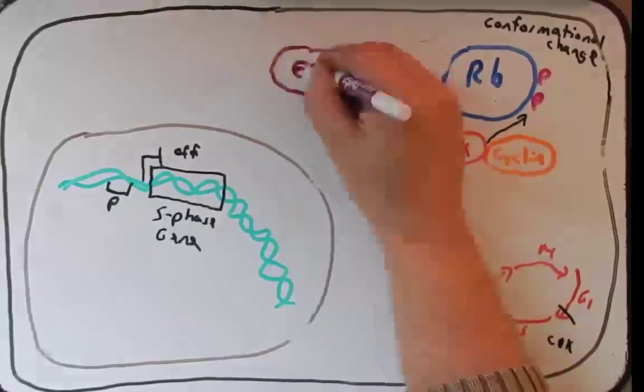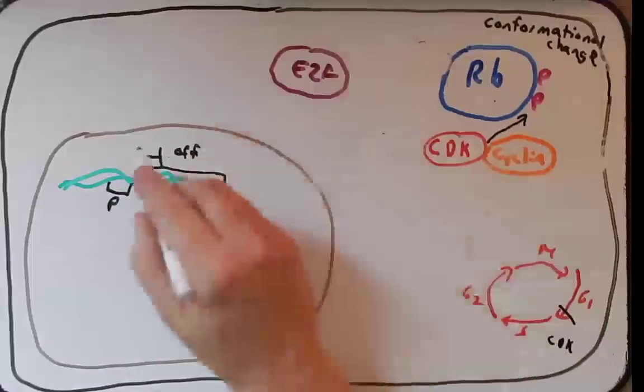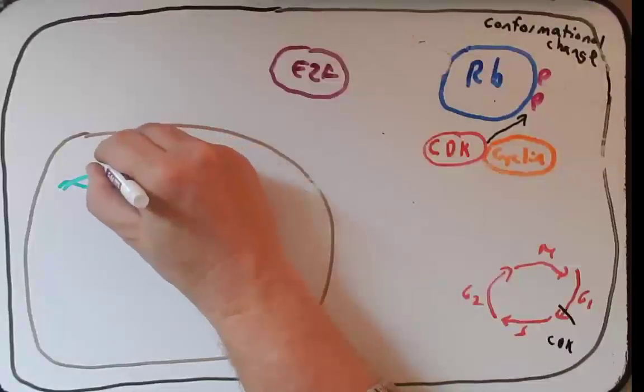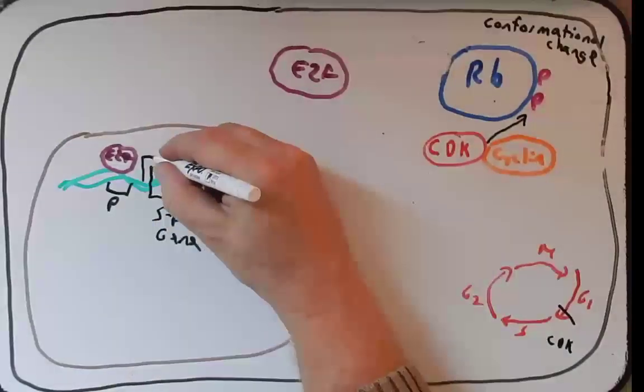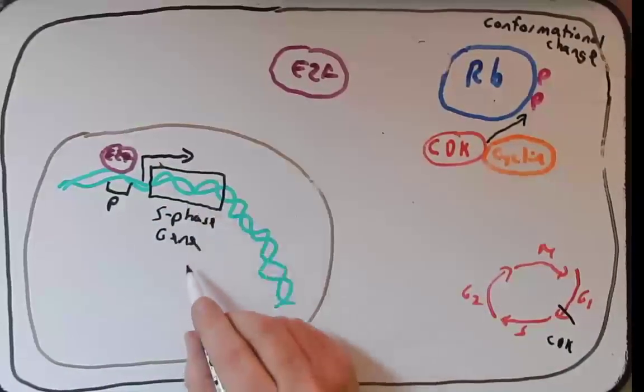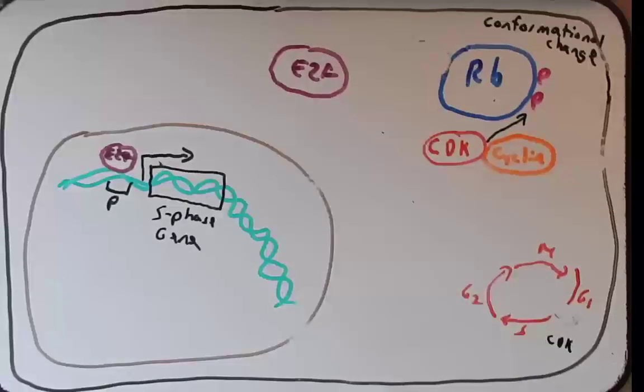So it is now released, E2F is now free, and it can now enter into the nucleus, and it binds to this promoter. And once it's bound to the promoter, this S-phase gene is now activated. And now we can make this transcript and make the protein, and now this block is removed, and the cell can enter into S-phase. So this is what should happen.